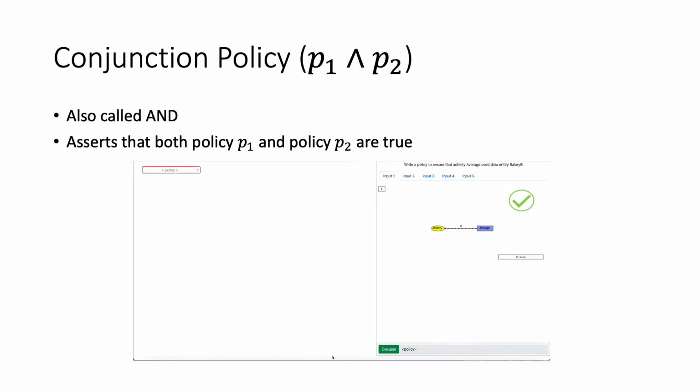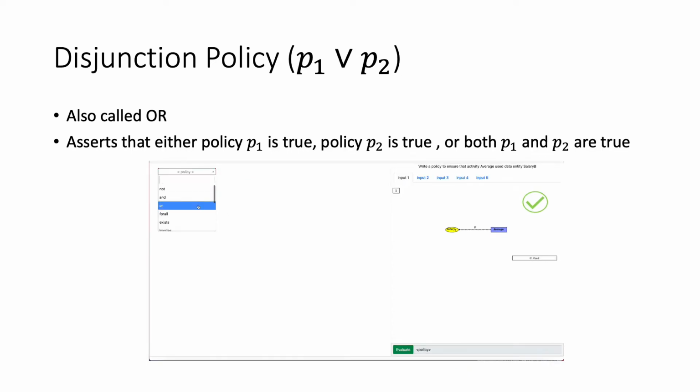The conjunction policy, also called logical AND, asserts that both policy P1 and P2 are true. This policy can be specified using the interface by clicking the policy drop-down menu and selecting AND. After this selection, two more policy menus will appear for P1 and P2.